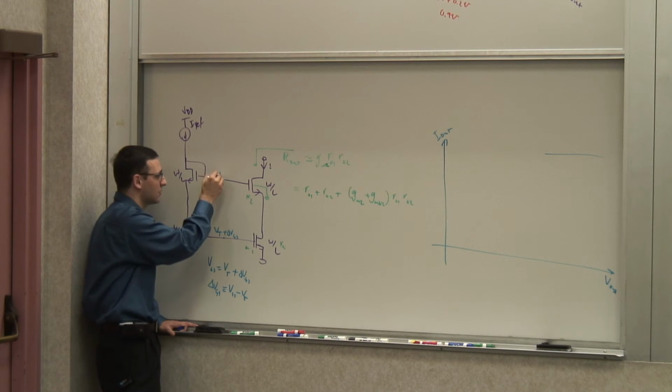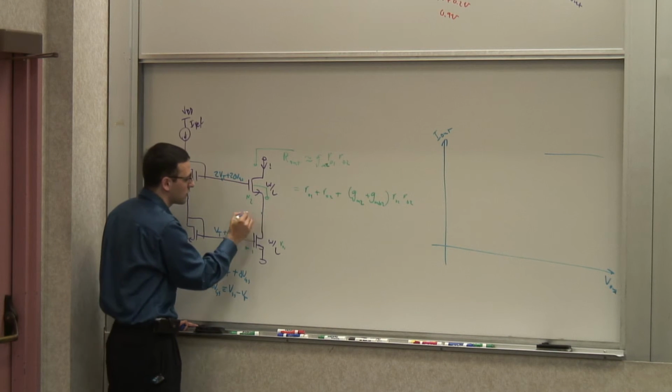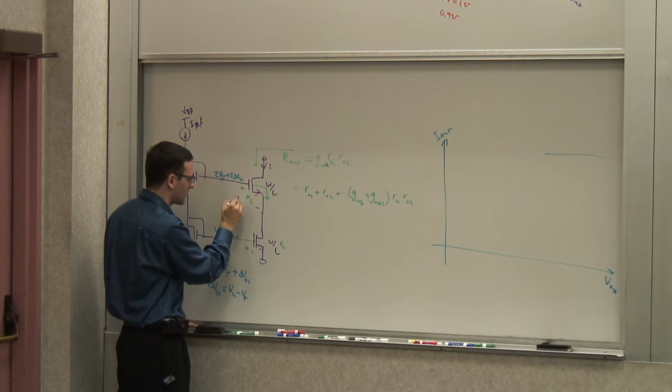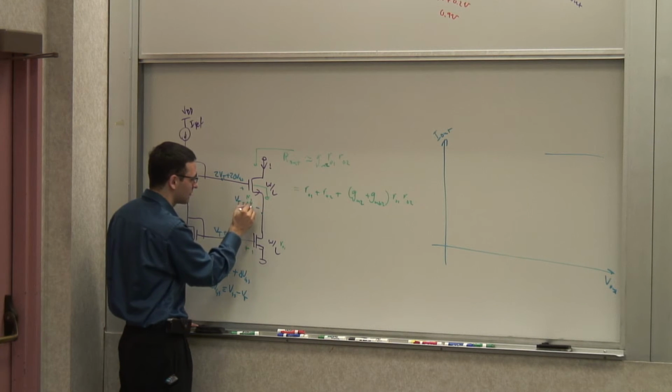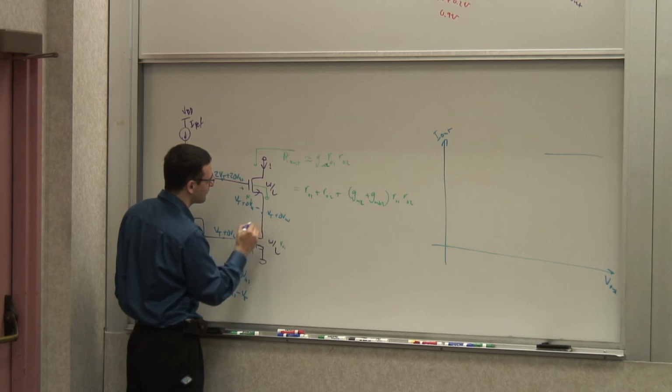2 times that. Exactly. 2VT plus 2 delta VGS. And what is this voltage? The drop here is VGS, VT plus delta VGS. Right? So this would be VT plus delta VGS.